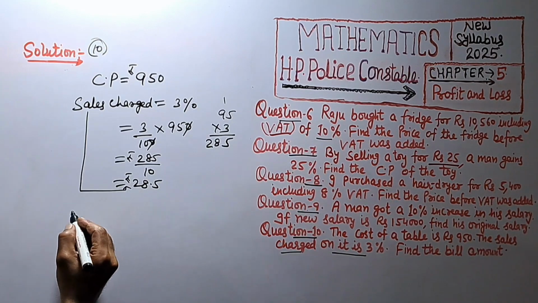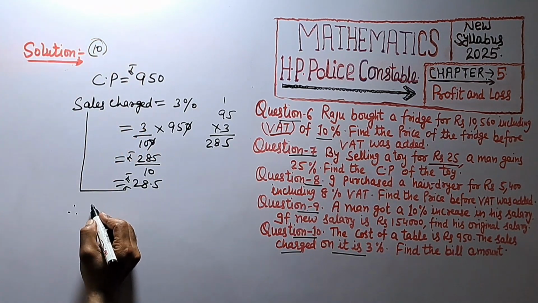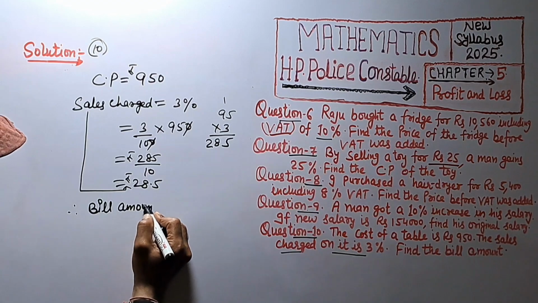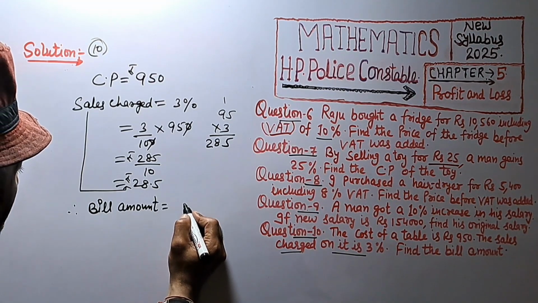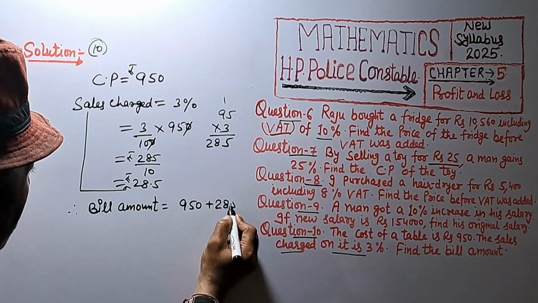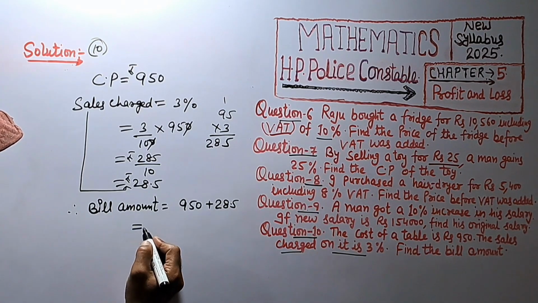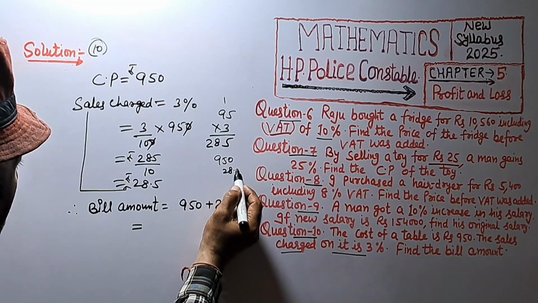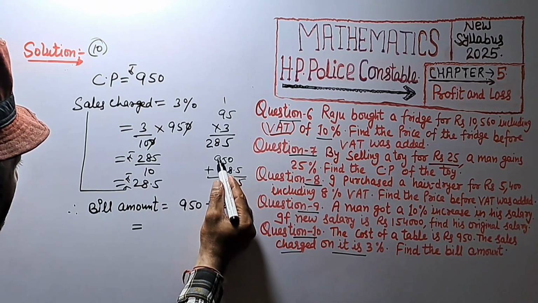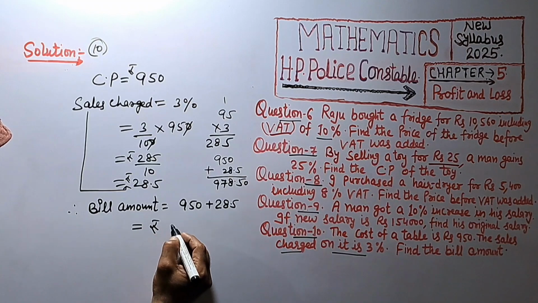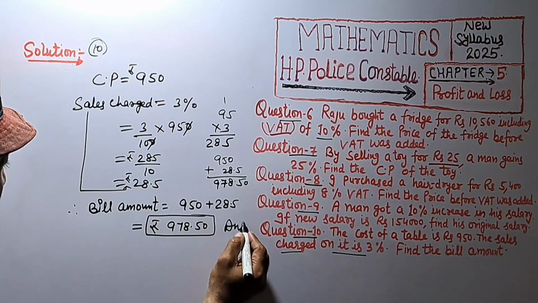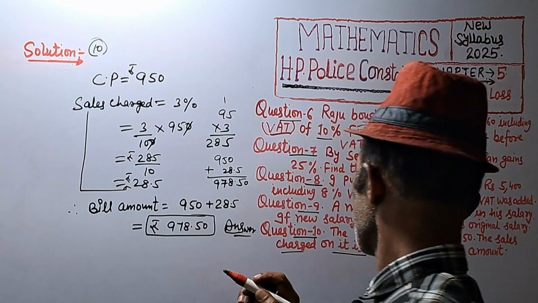Sales charge. And so bill amount equal to 950 plus 28.5, that is equal to 950, 28.5, 5, 8, 7, 9 rupees, 978.50 rupees. Bill amount. Answer.